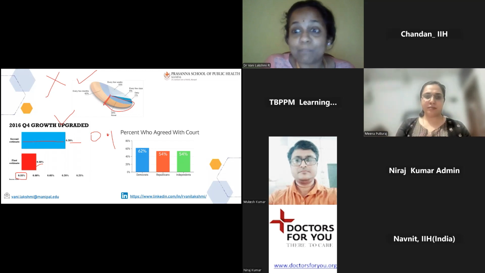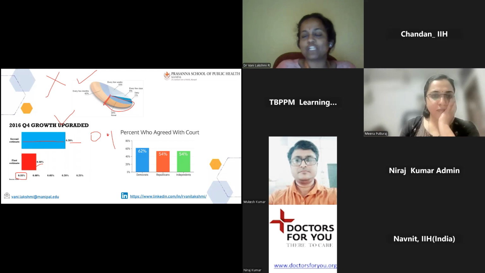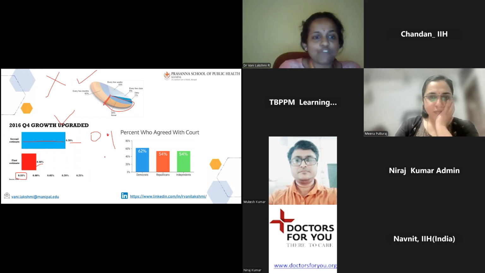Height has to be proportional, no? Correct. Height has to be proportional to the number. Difference of 0.1 cannot have such a huge difference in the bar. So we have to be cautious. Now this one.